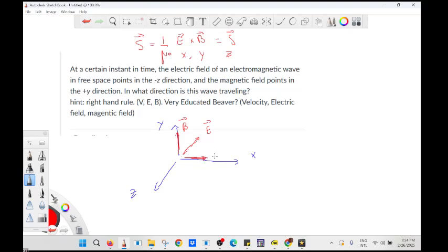So that will be the direction of the propagation of the electromagnetic wave, right? So if I just show you, the electromagnetic wave is going to move in this direction. And B is going to go up and down, and E is going to go this way, perpendicular. So the answer is positive X.